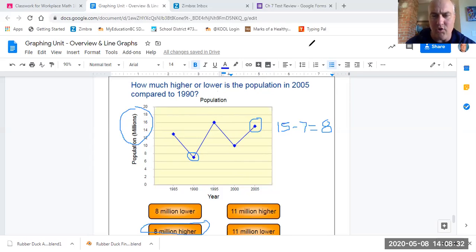So based on that, you should have enough to go with to try this first graphing unit Mathletics assignment. So give it a try, please. And if you have any questions, please do not hesitate to ask.